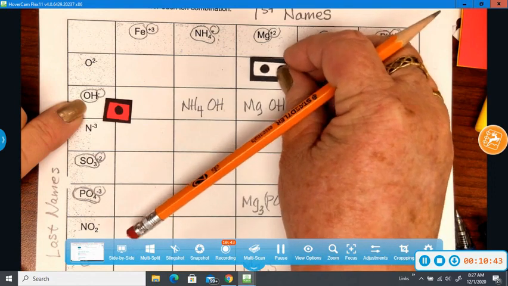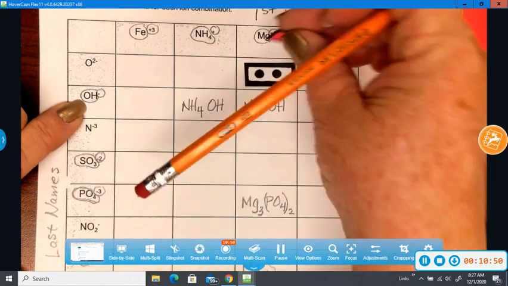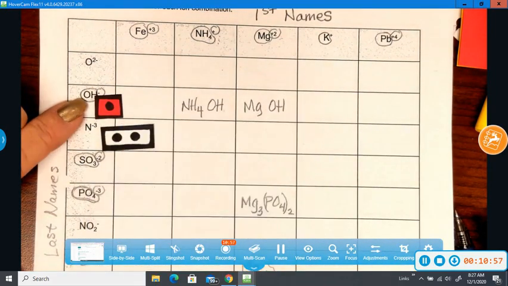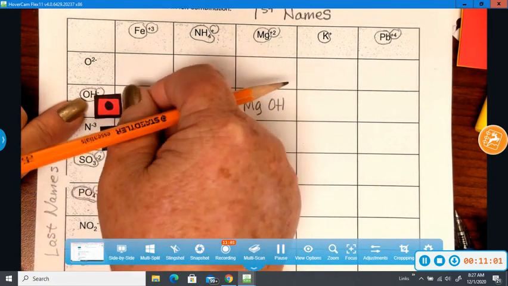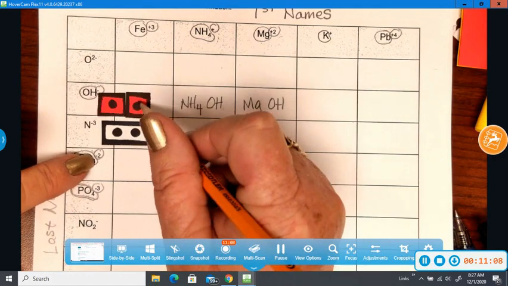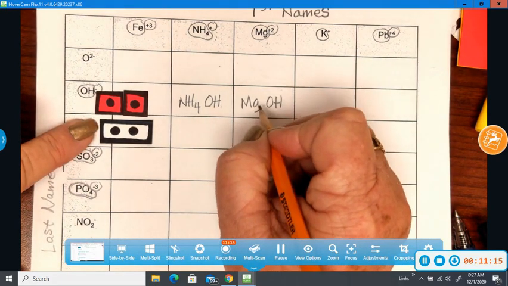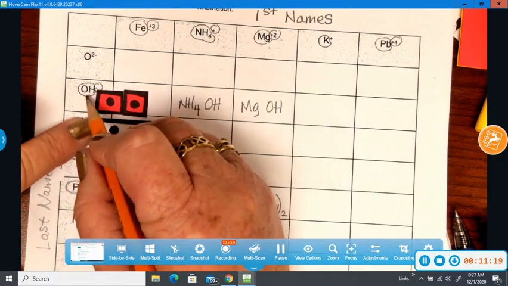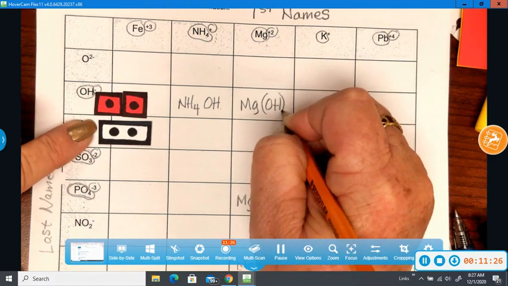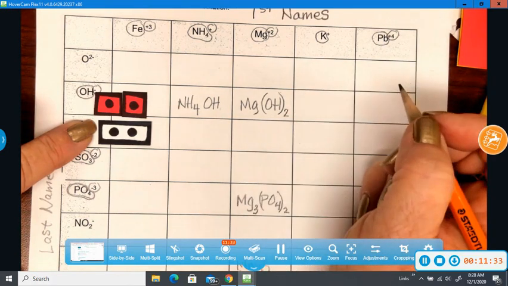Magnesium is a 2-bump Lego. How am I going to make those two match? I have magnesium and hydroxide. Obviously, I'm going to need another 1 bump Lego, which is my hydroxide, to match up with this 2 bump magnesium. So magnesium is, I only need 1 of those, and I need 2 of the hydroxides. This O and H, we want to make sure that we put parentheses around that because it's a group. And we need 2 of those, so we'll use the subscript 2.